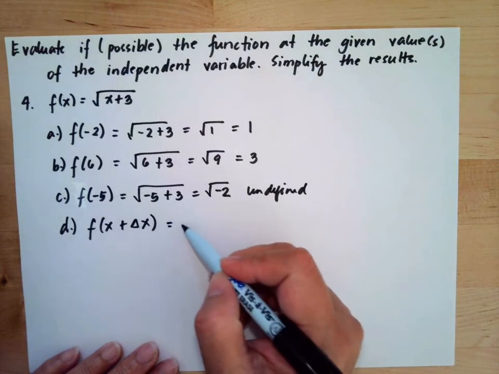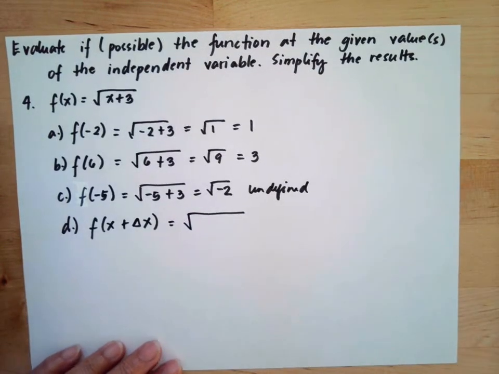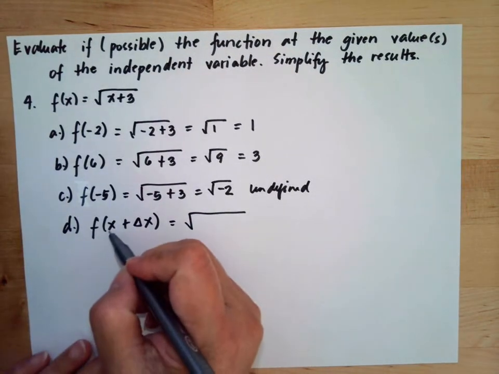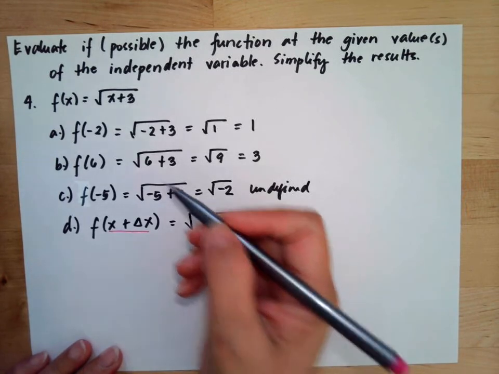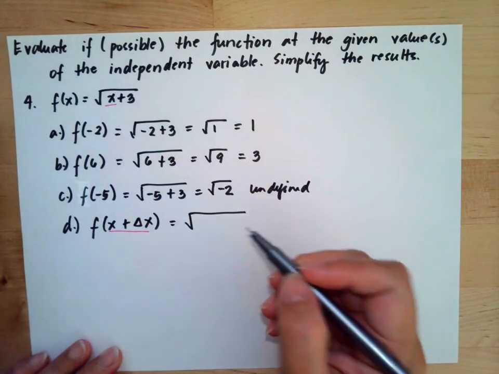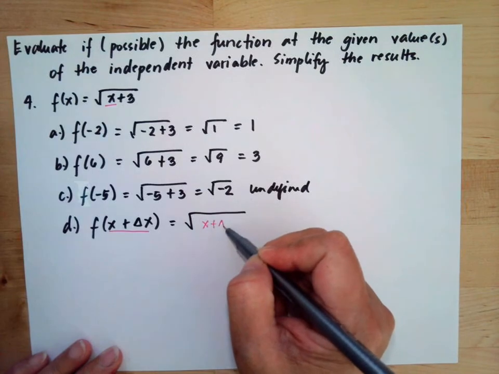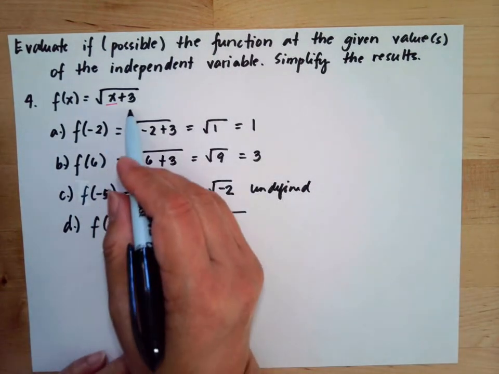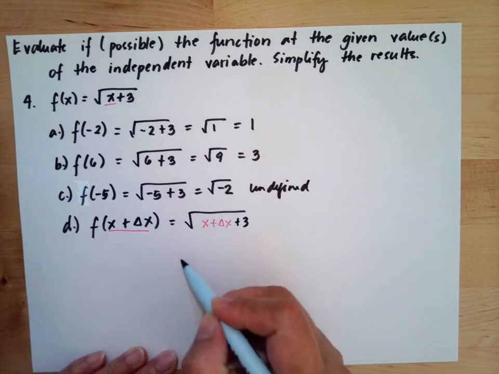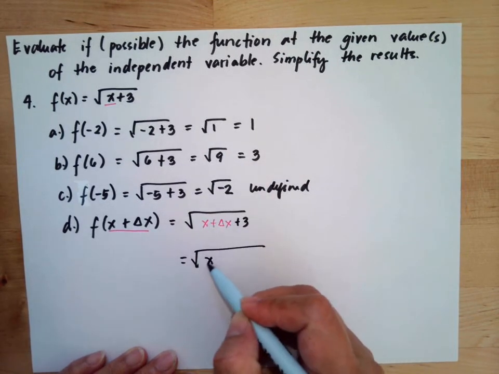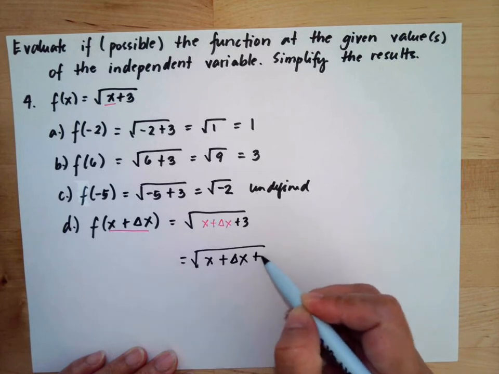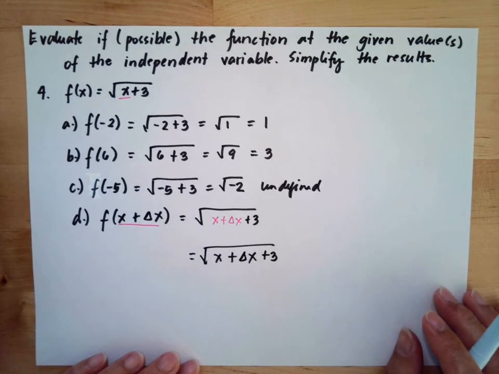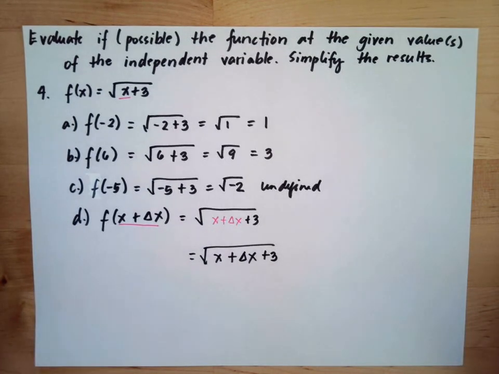Then for this one, we will substitute x plus delta x in place of our x. So this will be the square root of x plus delta x plus 3. The answer is just the square root of x plus delta x plus 3, and we cannot simplify this further because we don't have other information that we can use to evaluate it.